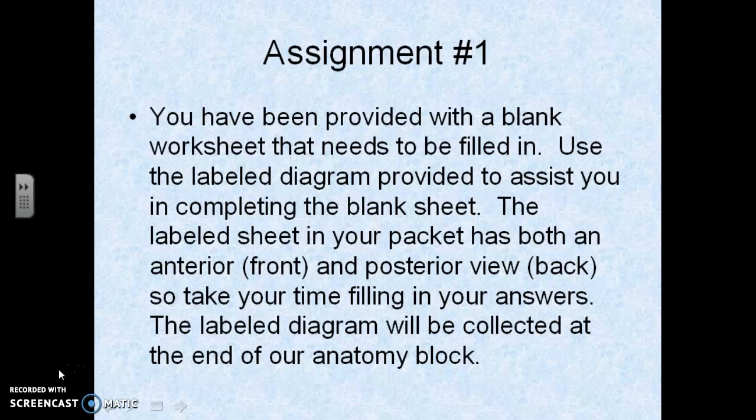So for your assignment number 1, you've been provided with a blank worksheet that needs to be filled in. You need to use the labeled diagrams provided to assist you in completing the blank sheet. Now, the one challenge you have there is that the labeled diagram in your packet has both the anterior and posterior view, whereas the worksheet is simply an anterior view. So you may need to use a little bit of caution when you're filling it out as you go through, because sometimes it may be giving you a picture from a slightly different angle.